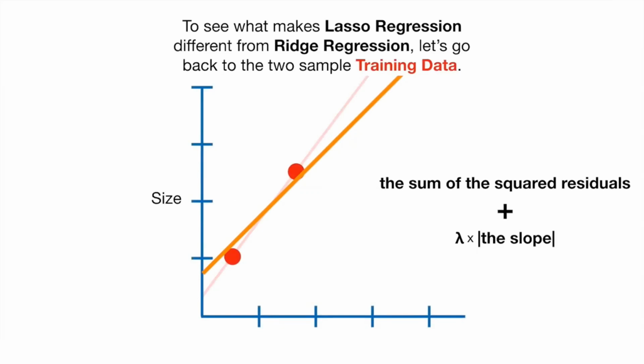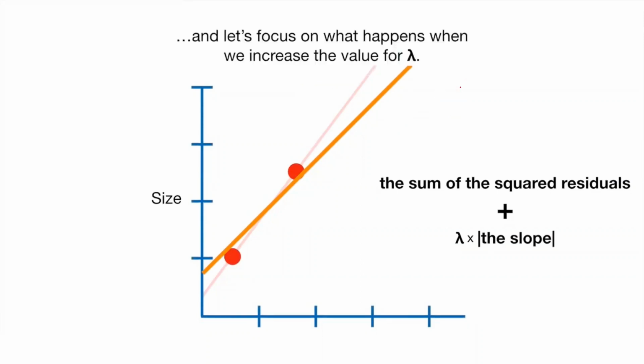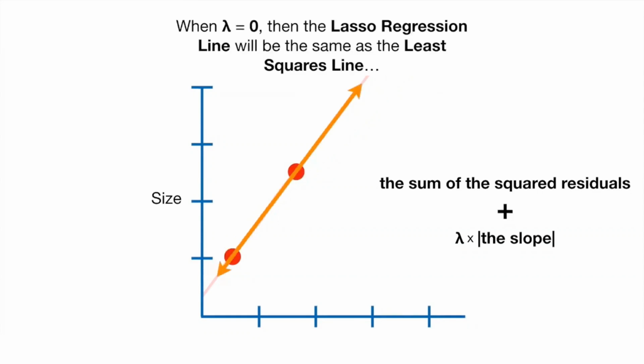To see what makes lasso and ridge regression different, let's go back to the two sample training data. So we have only two samples. This is your least square, and this is your lasso. This is your lasso regression, right? And when we increase the value of lambda, just look into it, how if we increase the value of lambda, the steepness will also change, right?